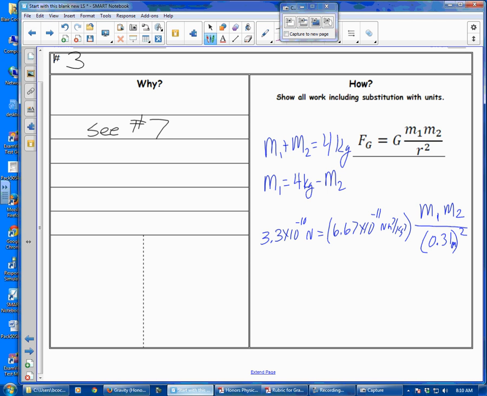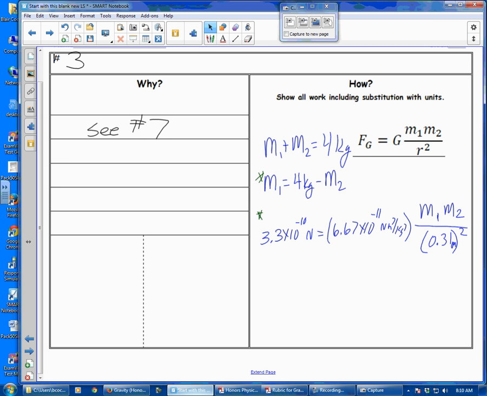Now I have two equations with the same two unknowns. Algebraically, what I would do is take the one equation, M1 equals 4 minus M2, substitute that into my second equation for M1, and then I only have one variable and one equation, and I can work it down until I get M2. That's a lot of fun algebra to do. It's a good way to spend an afternoon. Well, or 5 minutes of an afternoon.